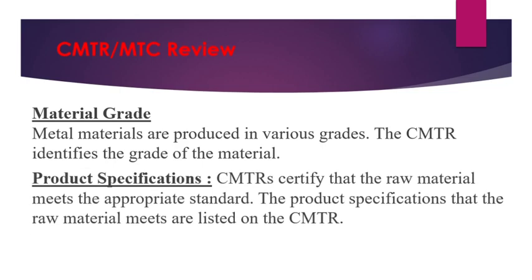Then the product specification. In the CMTR or MTC, the product specification must be mentioned. What type of product and what is the specification must be mentioned. The CMTR certifies the raw material meets the appropriate standard. Which standard is followed must be mentioned in the CMTR. The product specification that the raw material meets is listed on the CMTR.